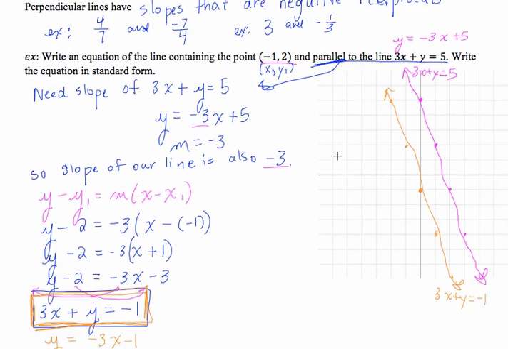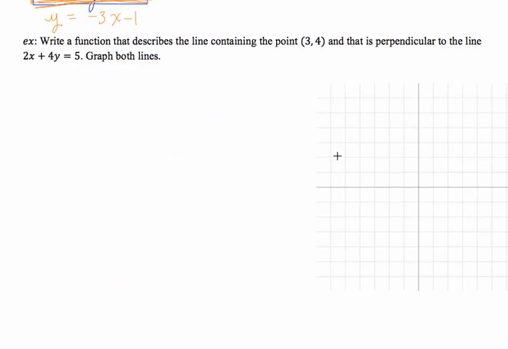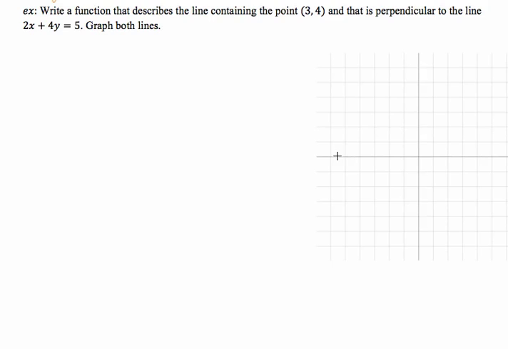So those are negative reciprocals. So what we want to do is write a function that describes the line containing the point (3, 4) and that is perpendicular to the line 2x + 4y = 5. And we'll graph both lines. So our function contains this point, (3, 4), and it's perpendicular to this line. So let's handle the perpendicular part first.